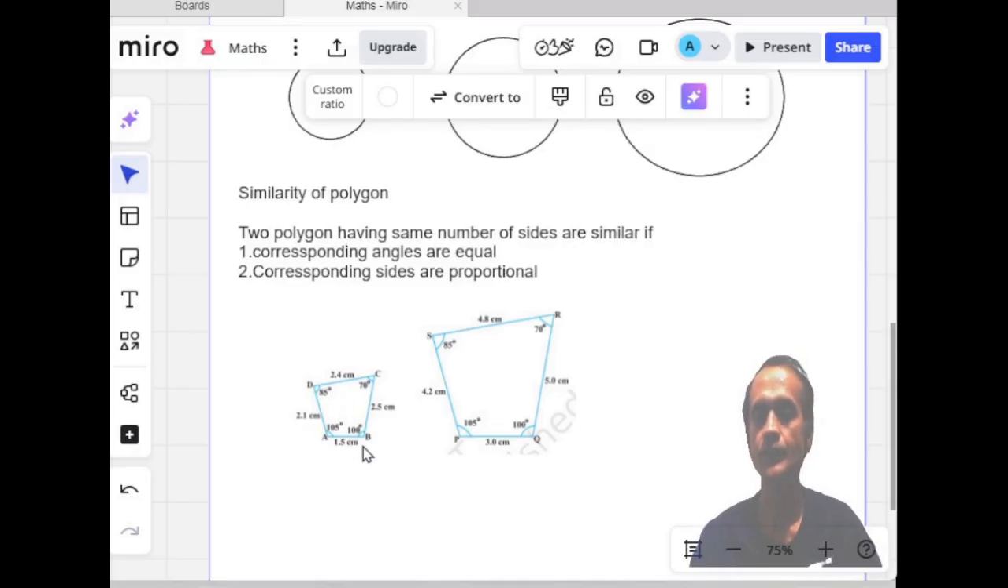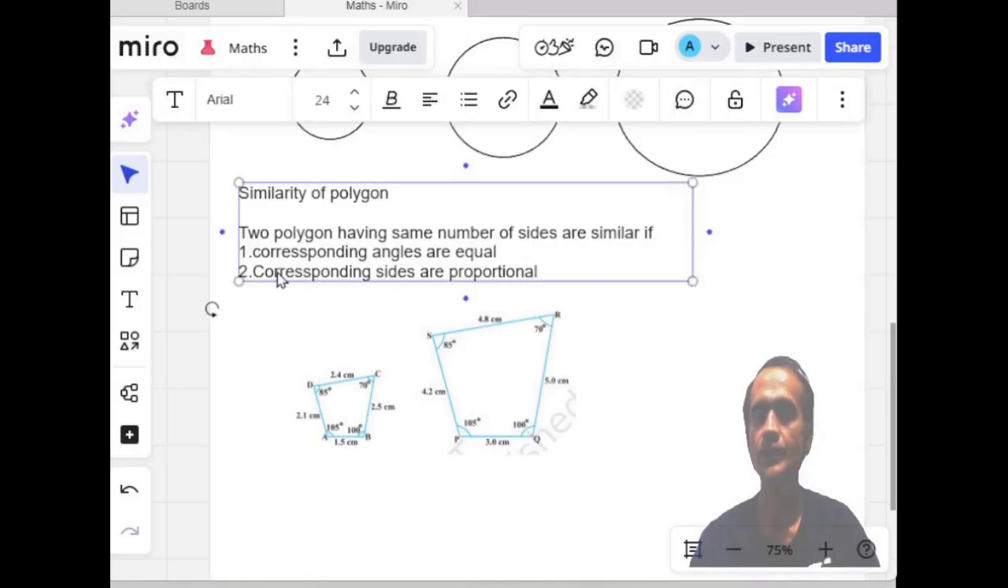We have these two quadrilaterals. You see the corresponding angles 85, 85, 70, 70, 100, 100. The corresponding angles of these two quadrilaterals are equal. So these two quadrilaterals satisfy the first condition that corresponding angles are equal.